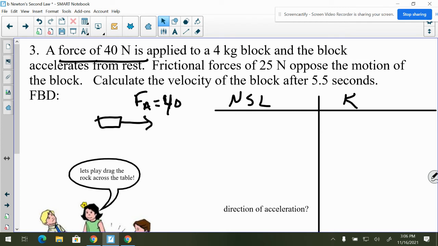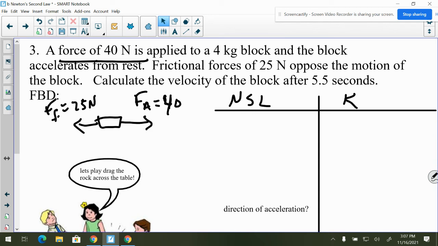Okay. And then the friction is going to oppose it. And again, we haven't talked about friction yet, but friction always goes the other direction. So if I try dragging something, friction is going to fight me on it. So I'm going to label this F sub F, and it's going to go the other way at 25 newtons. Well, if I look at this, is this balanced or unbalanced?